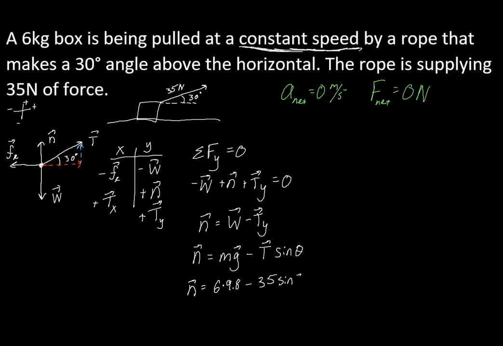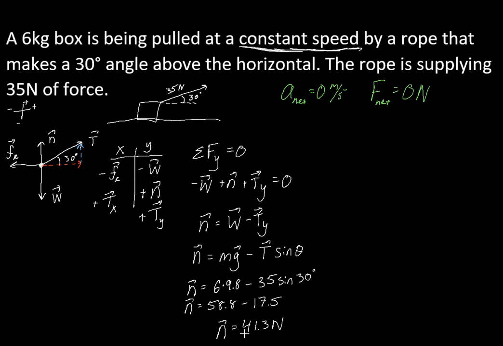Oops, sorry, 30 degrees. So the normal force is equal to that 58.8 that we determined earlier. And if we plug this into our calculator, or if we think about our unit circle, we know that sine of 30 is half, so 35 times 1/2 is 17.5. And last but not least, go ahead and simplify this. We find out it is 41.3 newtons.